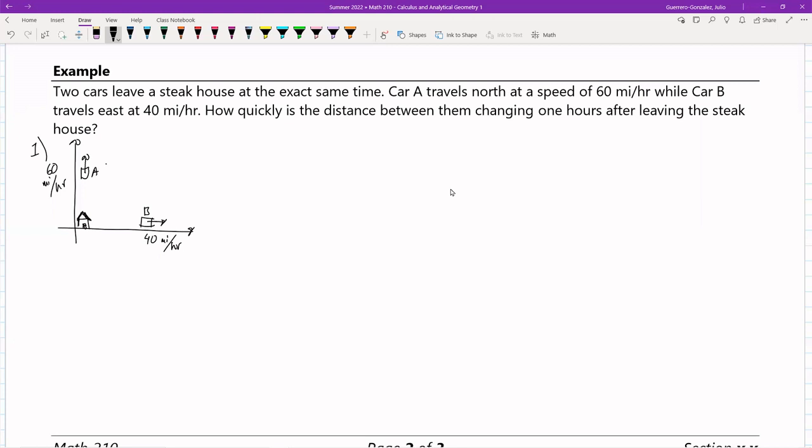We need to find how quickly the distance is changing between them at 1 hour. The picture that I'm drawing right here is specifically at exactly 1 hour after they both leave the steakhouse.